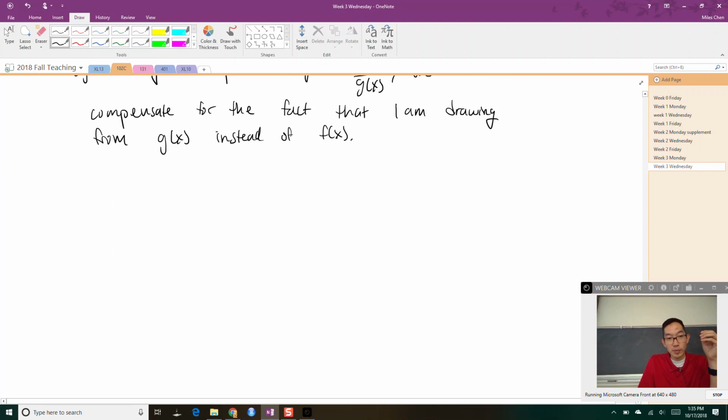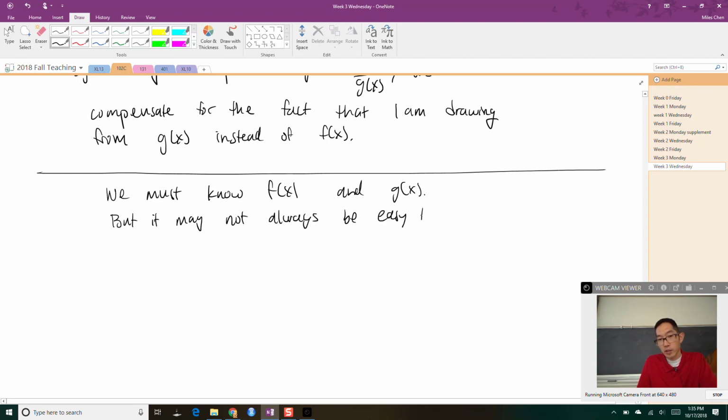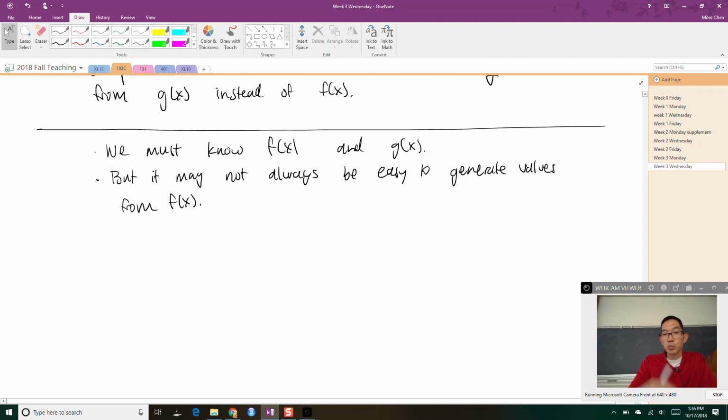So we must know f of x and g of x, but it may not always be easy to generate values from f of x, and that's fine. We generate from g of x, which is easier.